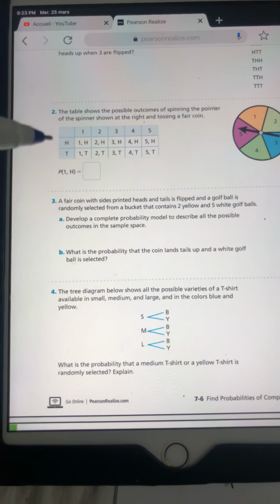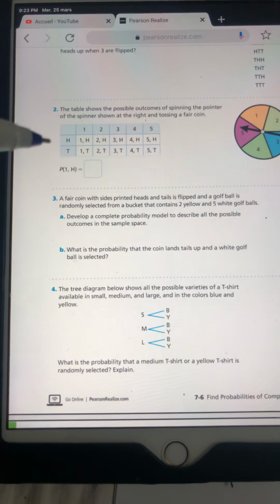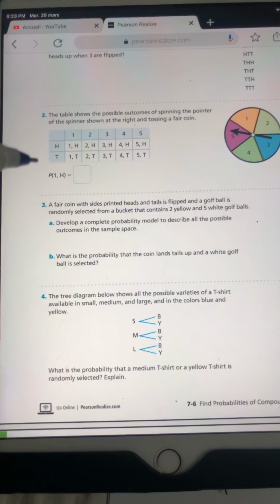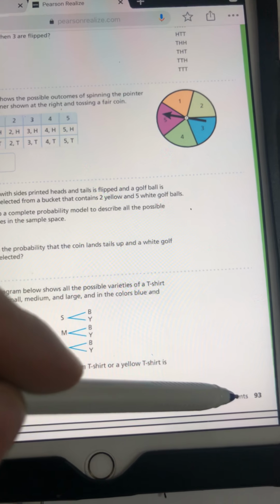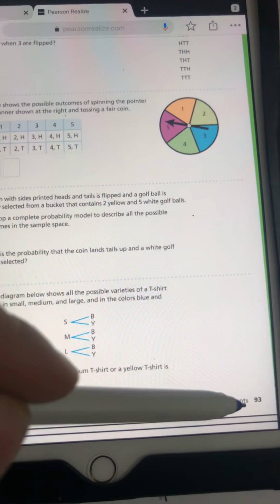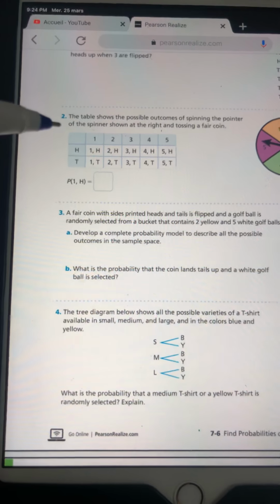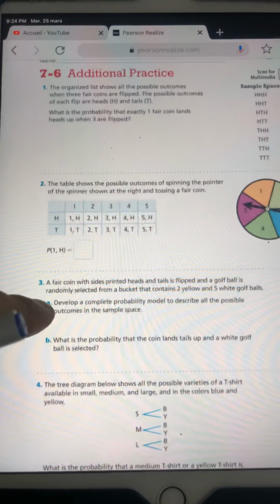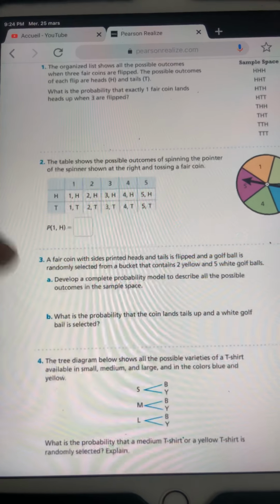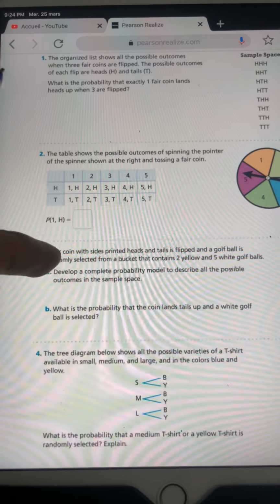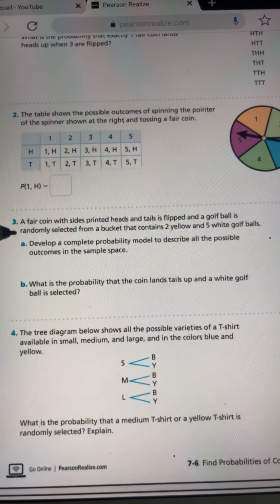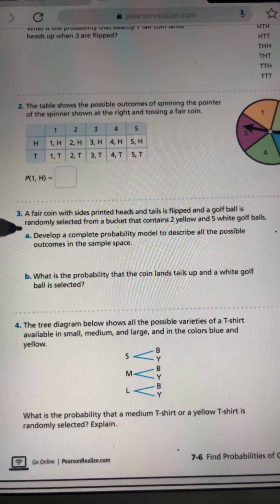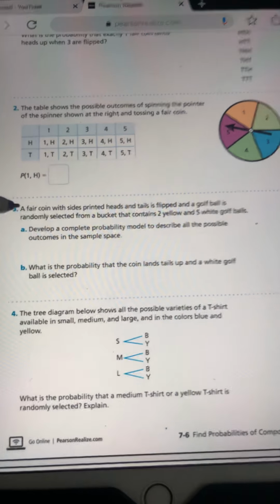This is an exercise of probability, compound events. So open the book, please, at page 93. Open the book at page 93. This is additional practice, okay? Number 3 is required. This is the objective of this session, compound events.